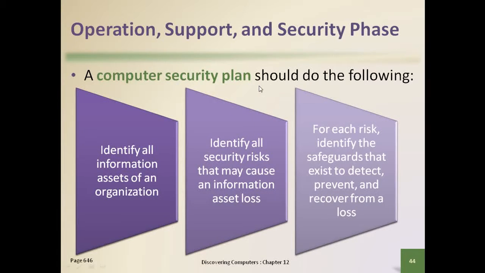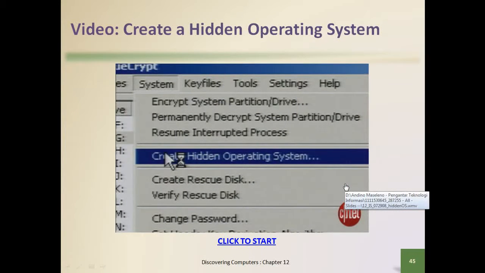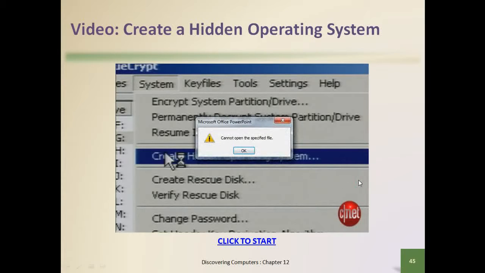A computer security plan should do the following: identify all information assets of an organization, identify all security risks that may cause an information asset loss. For each risk, identify the safeguards to detect, prevent, and recover from a loss. Next.